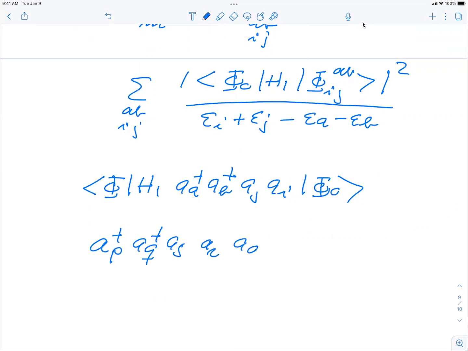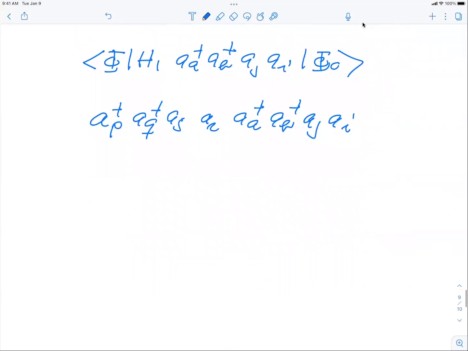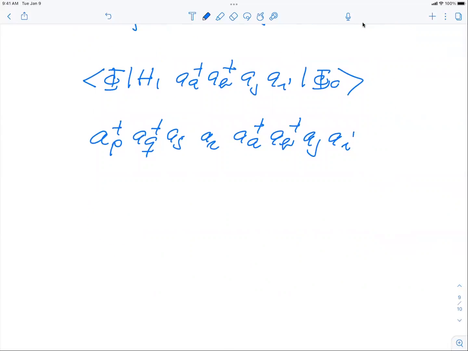And then I have my A, AB, AJ, A of I. So if you look at the contractions here, let me just repeat that. So the first one is actually this one. This is the simplest case. That one. And then we do this one with that one.